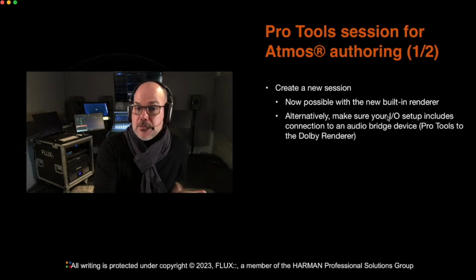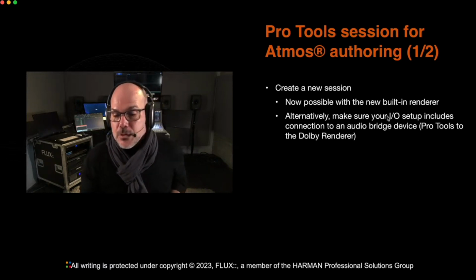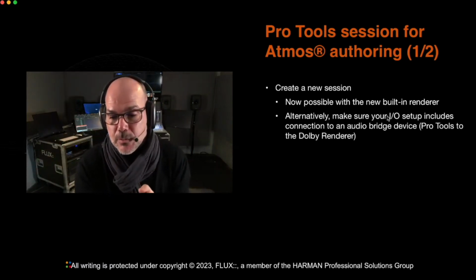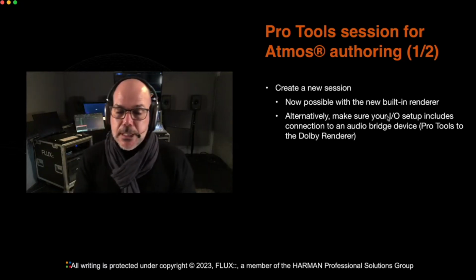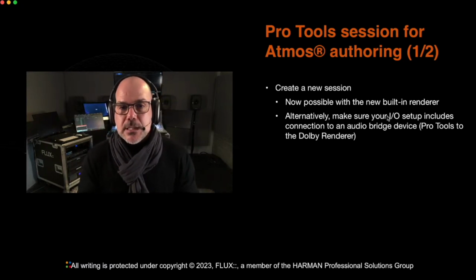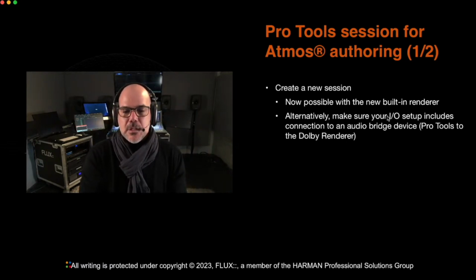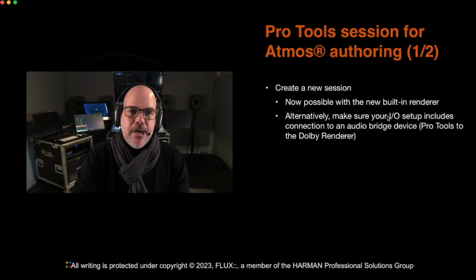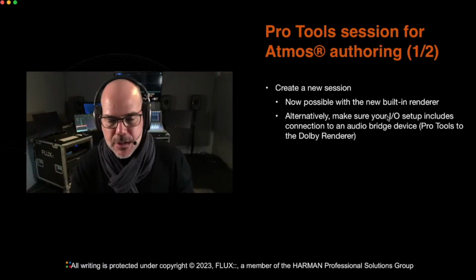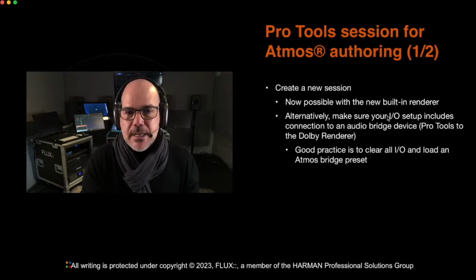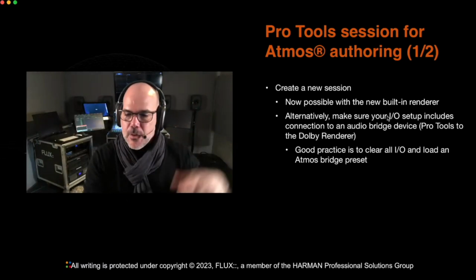Next thing we're going to be doing, alternatively, is using the I/O setup to connect to the Dolby renderer from Pro Tools. If you're not using the built-in renderer or you're on an older version of Pro Tools without the built-in renderer, that would be 23.9, 23.6, and even previous to this, you could be doing this. It just won't be as easy. So then, alternatively, we're going to be using the audio bridge to connect both applications together. Good practice as well to clear and load presets for all these I/O and routings.